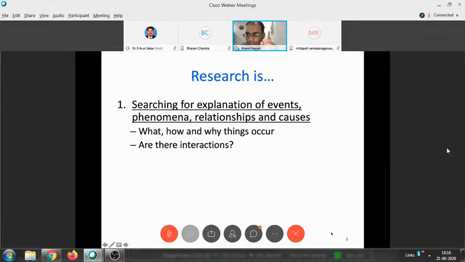This is going to lay the foundation for PhD people. The first thing is searching for explanation, phenomena, and causes. So answer your questions: what, how, and why things occur? What is the problem in the existing work? How will you solve that problem, and why are the things occurring?